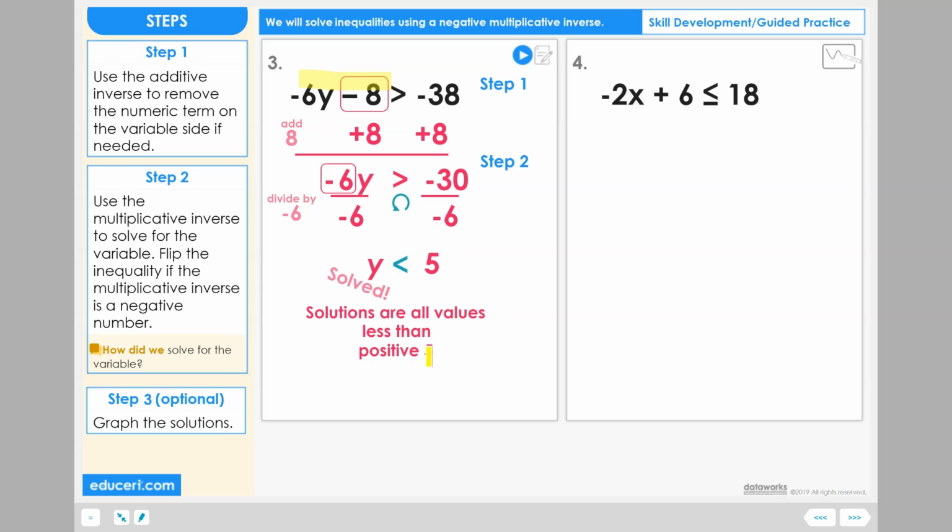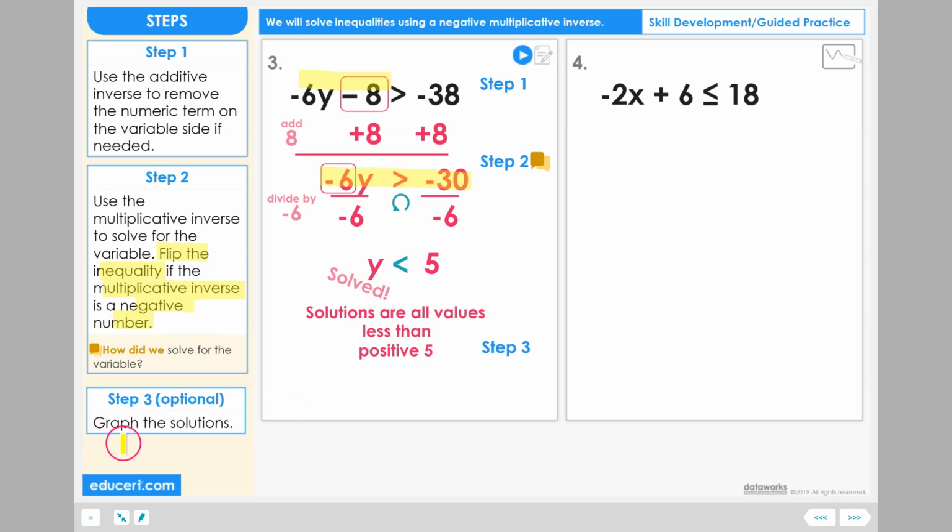How did we solve for the variable? In step 2, we solved for the variable by dividing by negative 6 on both sides of our inequality after we added 8 to both sides. Dividing by negative 6 means that our multiplicative inverse was a negative number, so we flipped the inequality.